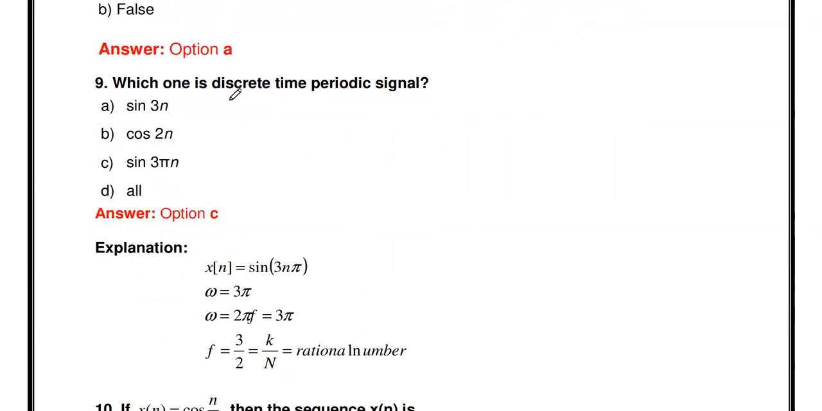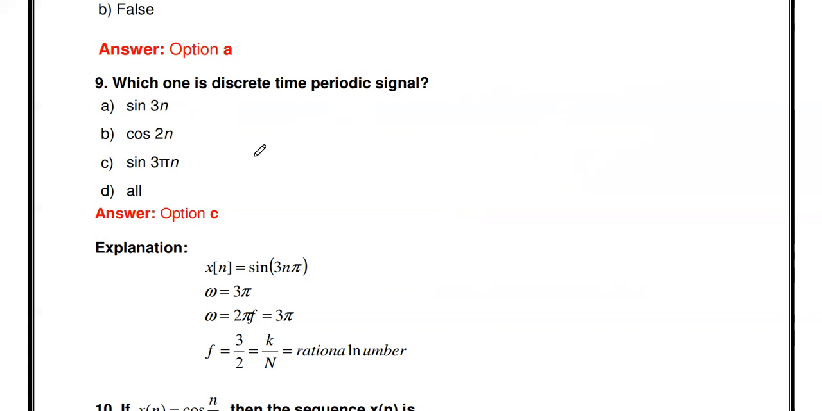Then the next thing: which one is a discrete time periodic signal? The options are sine 3n, cos 2n, sine 3 pi n, all of the above. Which one is correct? Discrete time periodic signal. Already you know how to check whether a discrete time signal is periodic or not. Here you see what signal is given: a discrete sine sequence, a discrete cosine sequence, and this is also a discrete sine sequence. Out of these, which one is periodic?